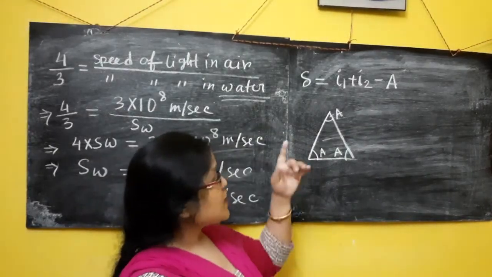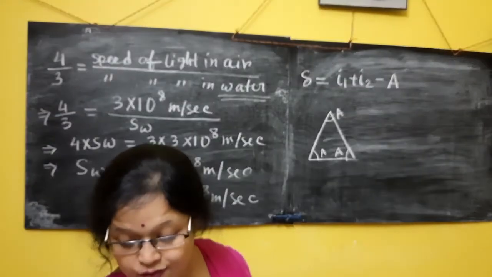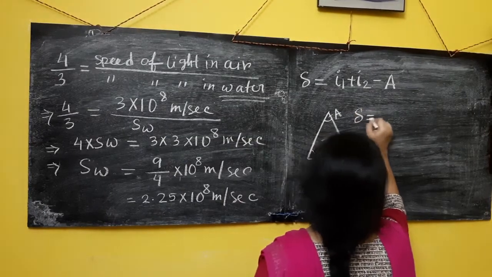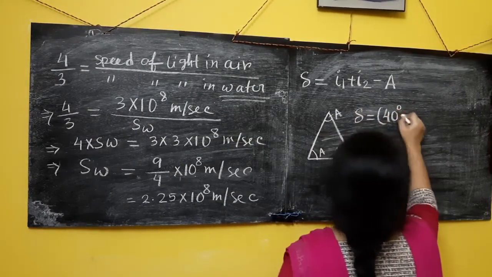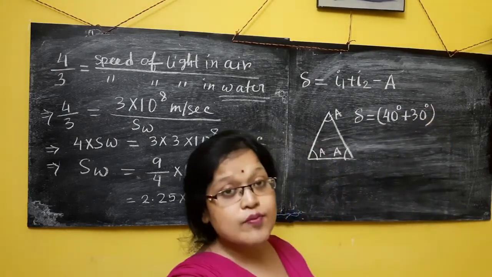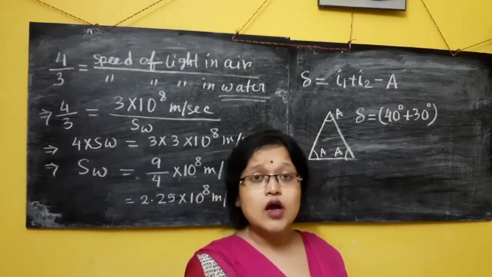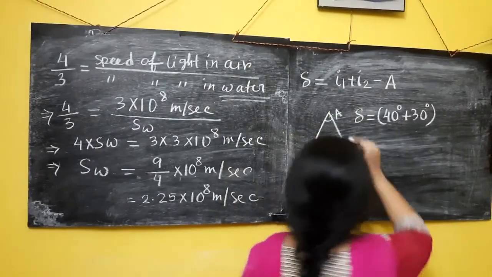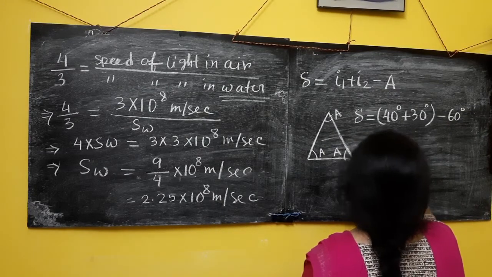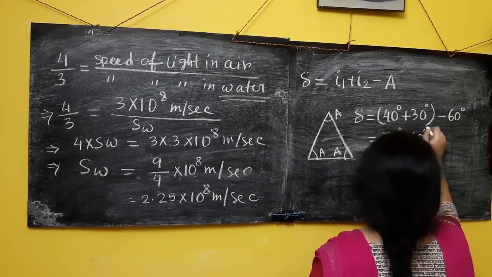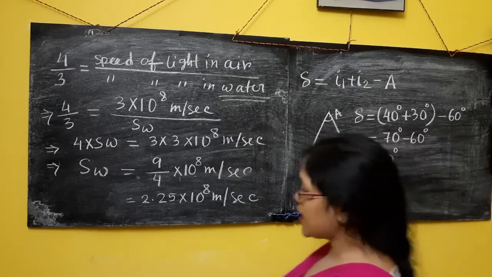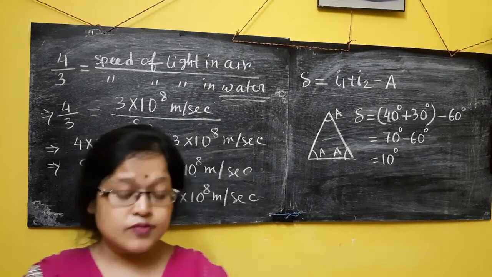Okay. Now I1 is given how much? I1 is given 40 degrees and I2 is given 30 degrees. So the angle of deviation will be equal to 40 degrees plus 30 degrees, minus the angle of prism. Since it is an equilateral prism, the angle of prism will be 60 degrees because all the sides are the same. So that will be equal to 70 degrees minus 60 degrees, so delta is equal to 10 degrees. Clear? So this is my angle of deviation.